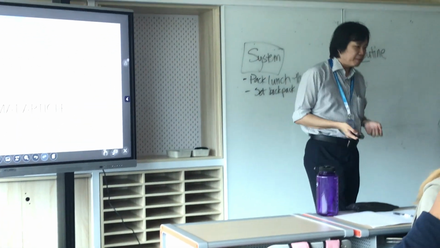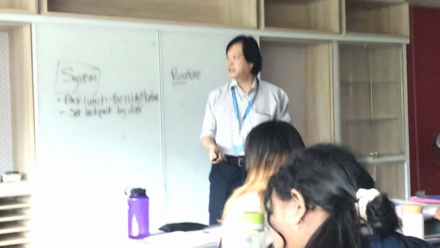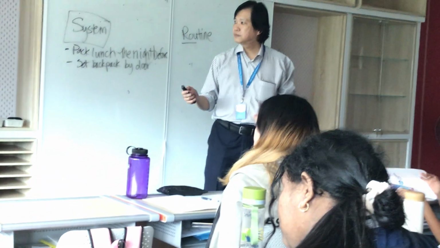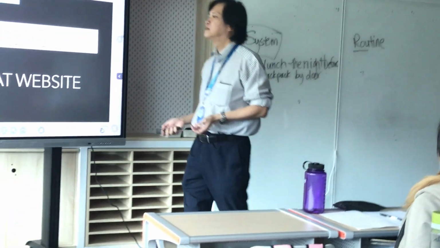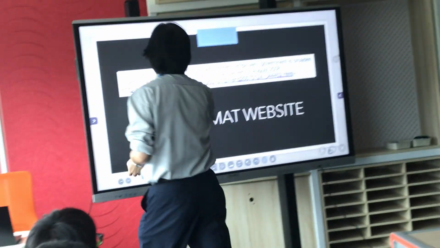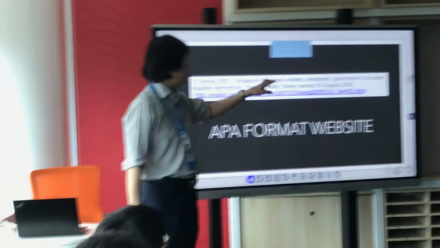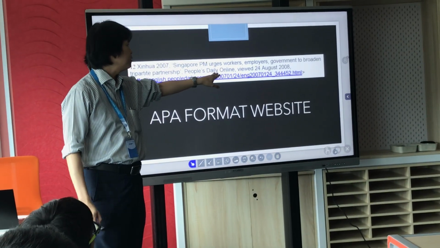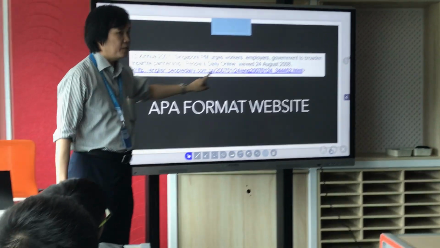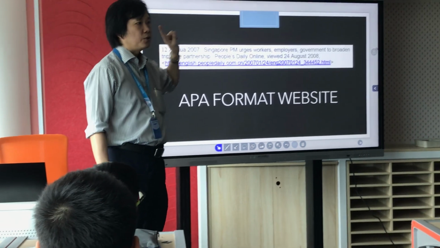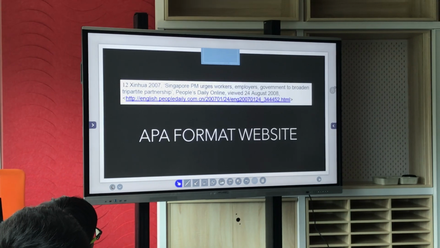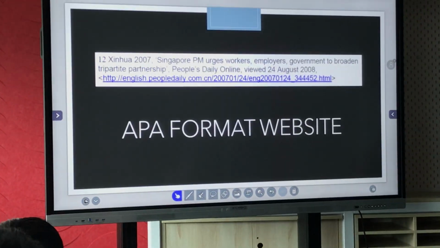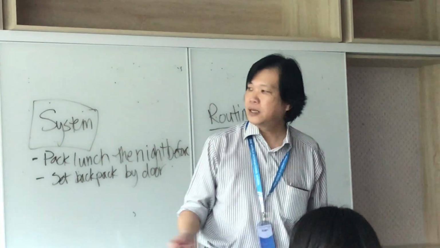So, APA format for an article, this is how it looks. For a website, I quoted from Xinhua: published in 2007, the title of the website, People's Daily Online, built when, and the website. Your citation means that the reader knows where you got the information from. Your citation shows the reader that your research is proper.